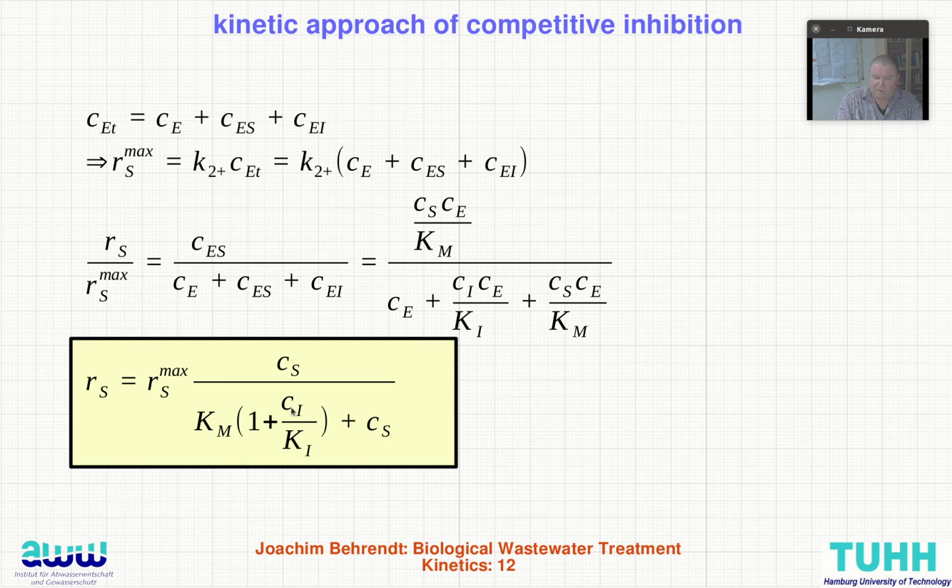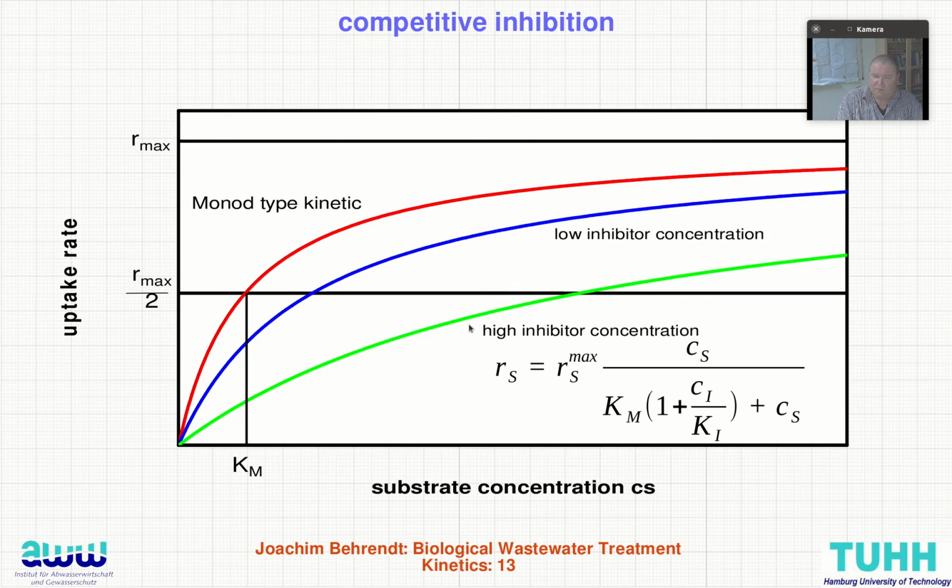If this becomes bigger, then we will see that the Km value seems to be bigger. Also finally, the curves with growing inhibitor concentration become flat. This would be the inhibitor concentration 0. But finally, for very high substrate concentrations, we still reach the maximum uptake rate.